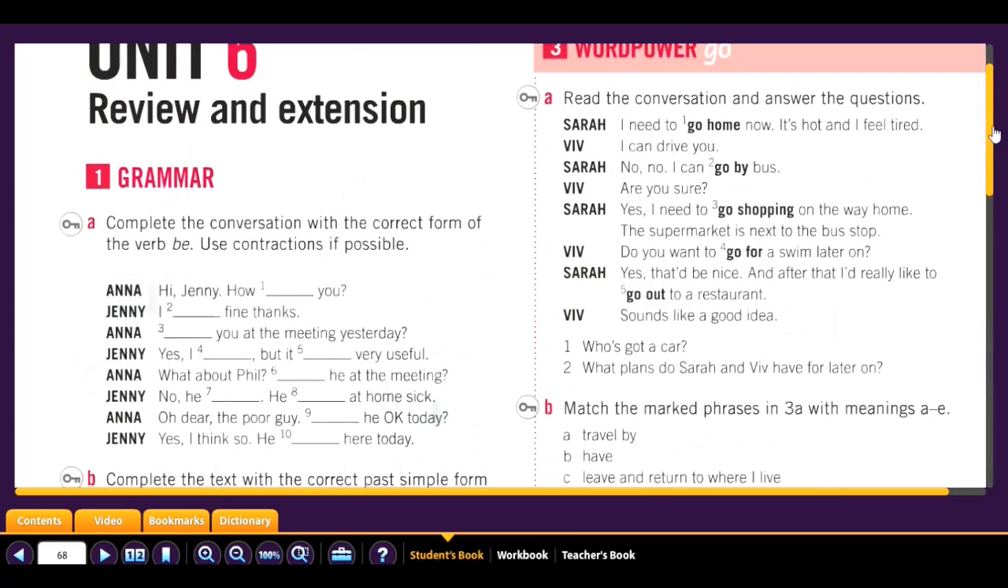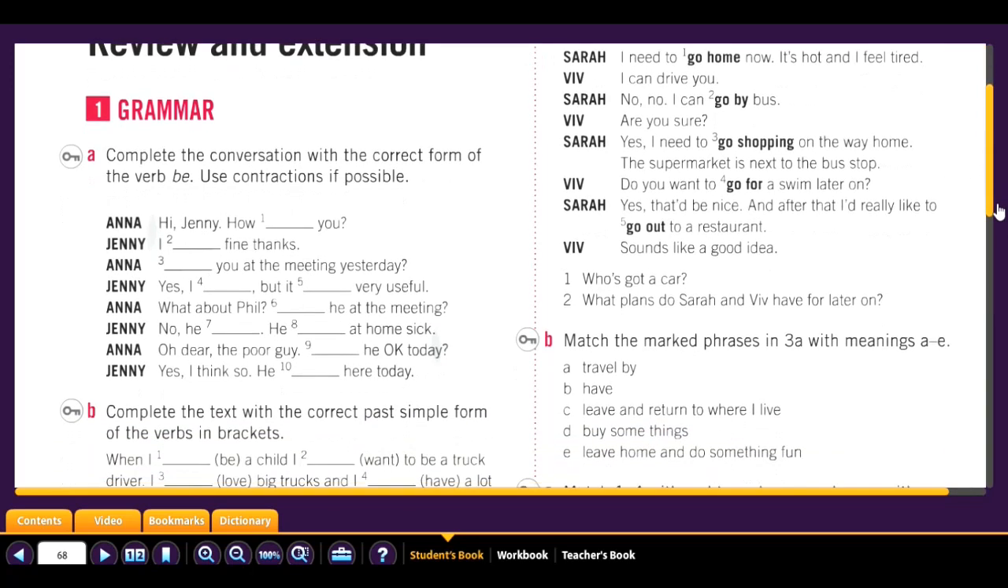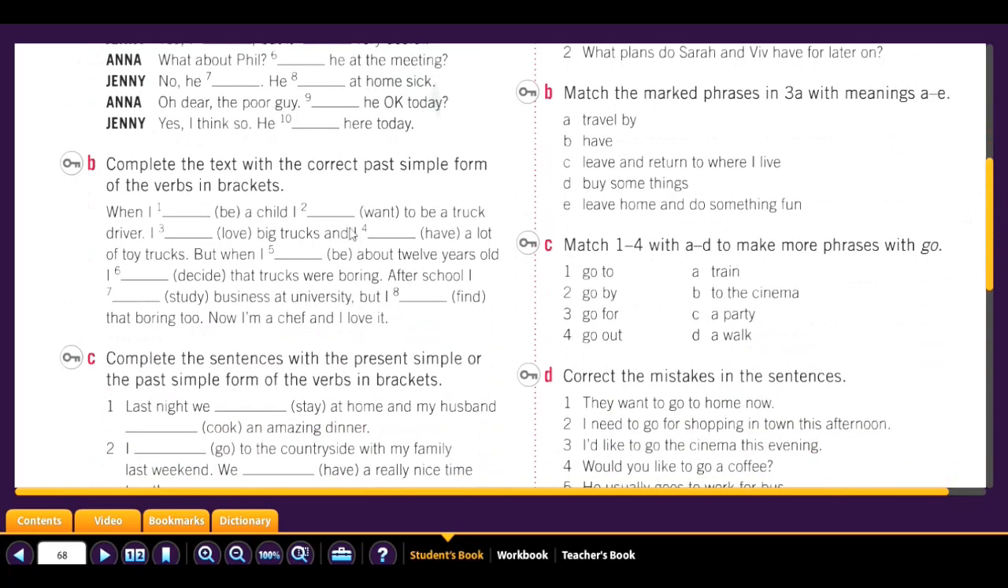And we finished with the unit 6 review and extension. Complete the conversation with the correct form of the verb be. Use contraction if possible. Entonces van a tener que identificar si es presente, si es pasado, if it's positive, if it's negative, if it's a question. Ok, si es singular, si es plural.